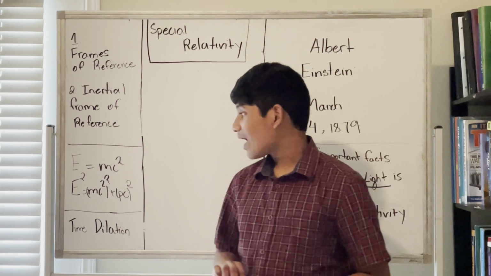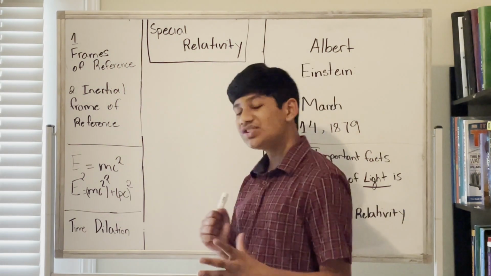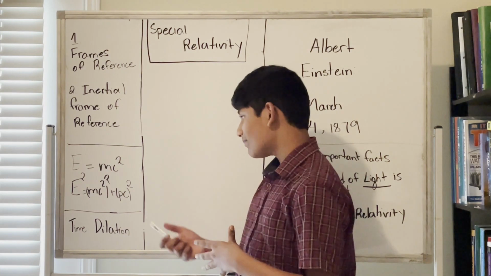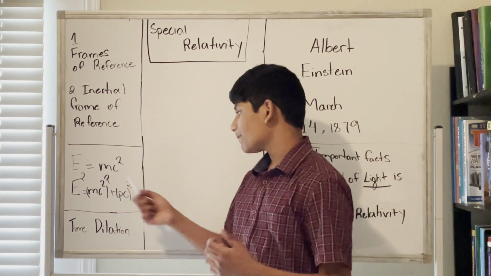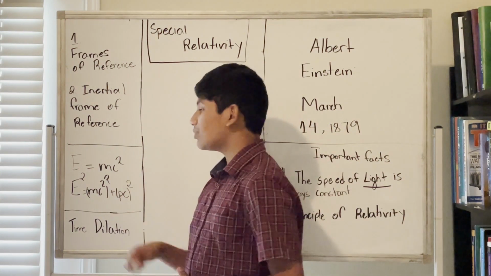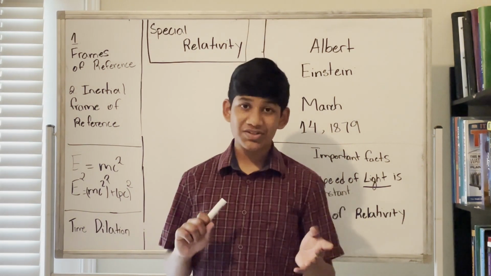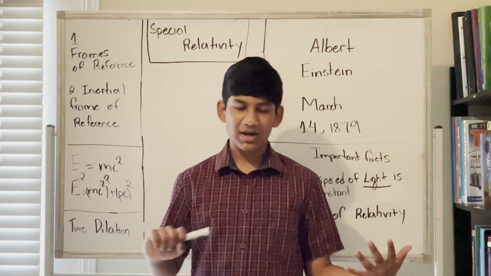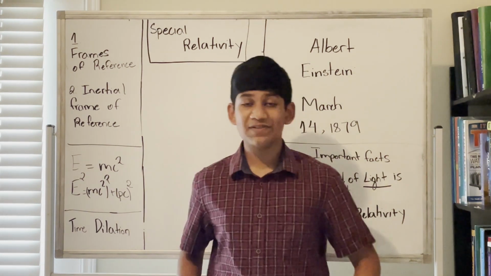Last but not least, we have E equals mc squared, which is talking about the energy when an object is stationary. And then we have the other equation, which is the general form: E squared equals m c squared squared plus p c squared, and we can derive E equals mc squared from that. And then time dilation, which states that when you move faster, time slows down for you compared to people on Earth. Okay. Now that we've talked about that, we can bring this video to an end.